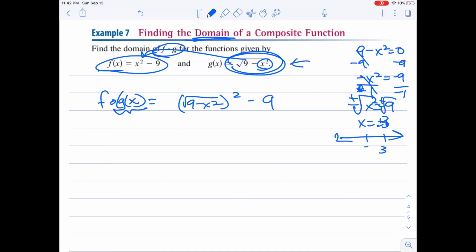So on a number line, it kind of looks like this. And that's our domain for g of x. So we know we have to make sure the value for x here is between 3 and -3. So the domain of this is from -3 to 3. And that's it.